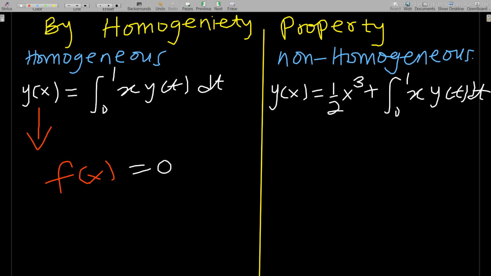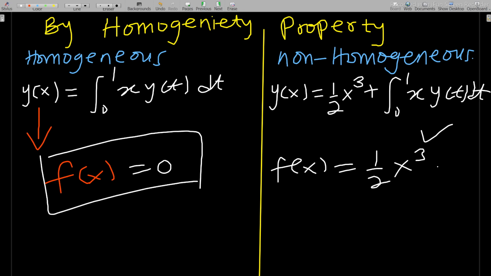So when you have f of x equal to 0 in an integral equation, it means that it's homogeneous. But when f of x is not equal to 0, so here if I compare the non-homogeneous case to the general form, you can see that f of x is equal to half x cubed. This is our f of x. So when you have another function of x in the integral equation apart from y of x, the unknown function that you are looking for, then you have a non-homogeneous equation. But when you have just y of something and there's no f of x in it, then you have a homogeneous one. I hope I make sense here. All right, so let's go to the other ones.